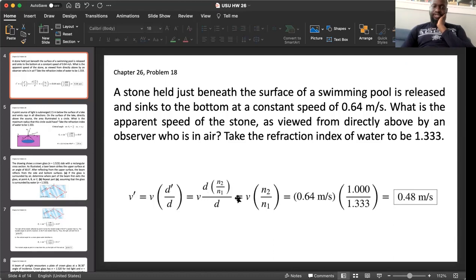And then from here, we get V to be D cancels D, N2 over N1 times V. So the ratio, this is just like a derivation, V prime over V is N2 over N1. So you get V prime to be V N2 over N1. And from there, you can get the apparent speed of the storm. Okay, so you're going to see it slower. The real speed is 0.64, but the apparent speed is 0.48 meters per second.